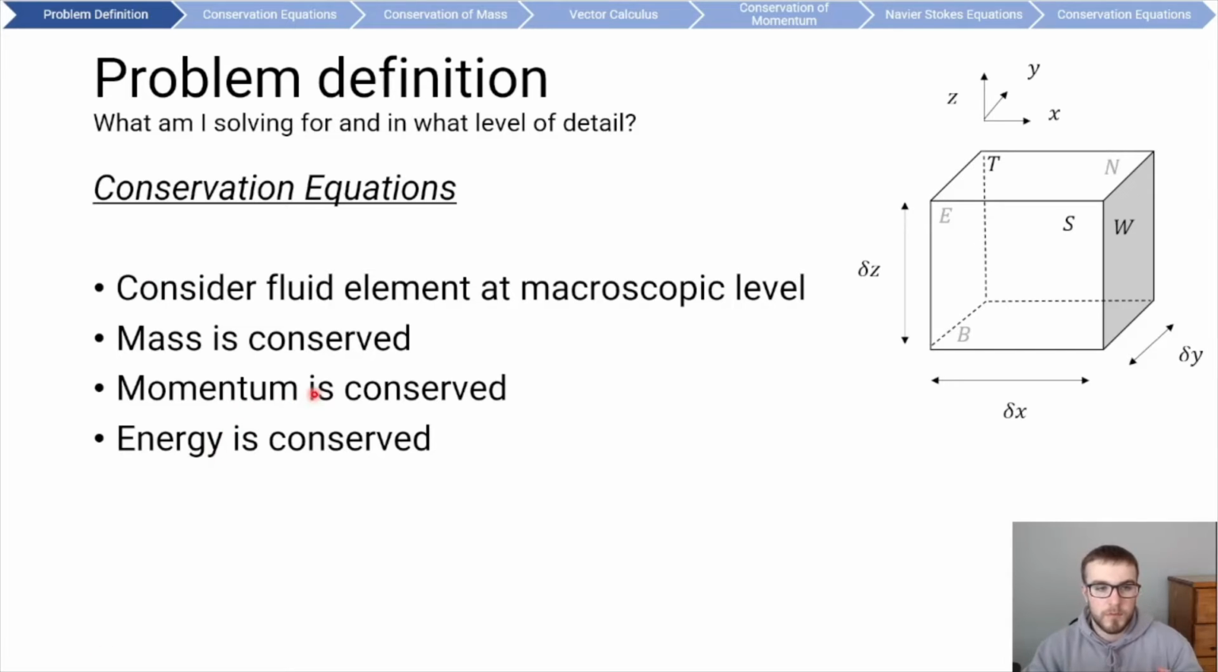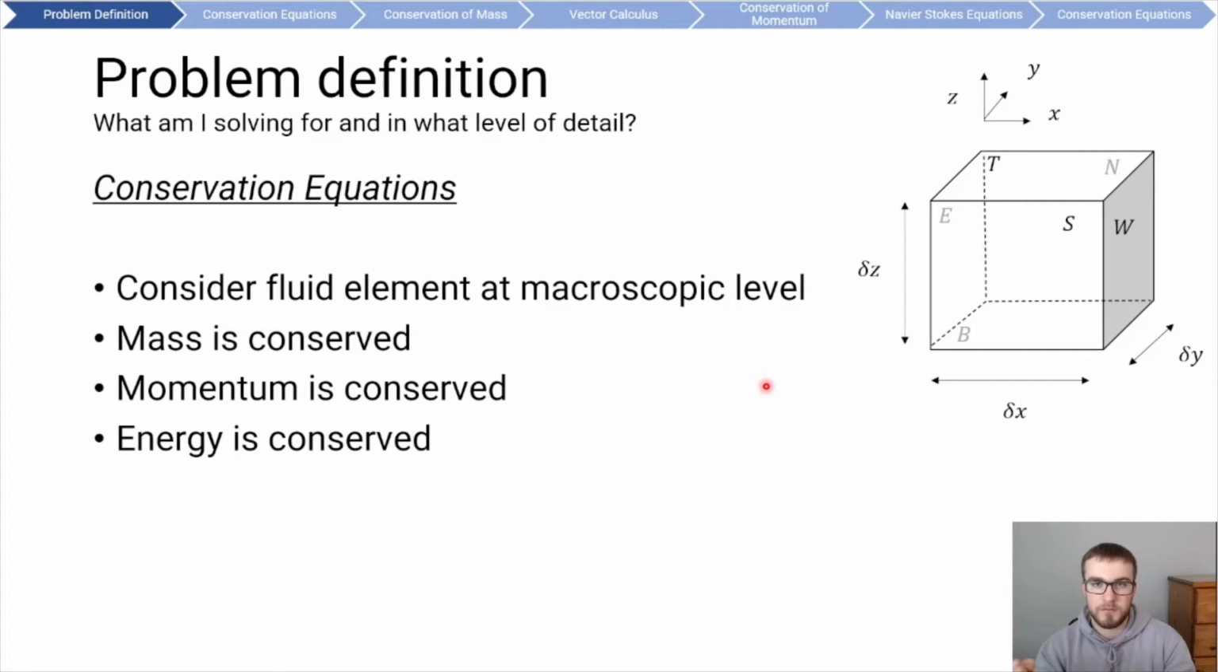So we start off by considering a fluid element at the macroscopic level, which means that the fluid properties are governed by macroscopic properties such as pressure, temperature, velocity, and it's big enough to neglect molecular properties. So we have our macroscopic fluid element here, sort of a fluid parcel, if you will. And we know in this fluid parcel that mass is conserved, energy is conserved, and momentum is conserved. And these are from observing the world around us.